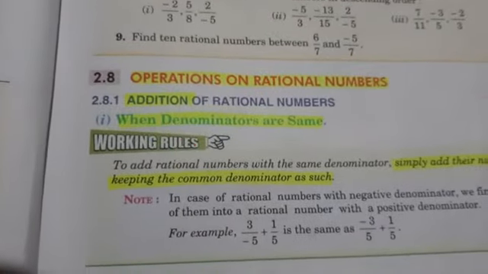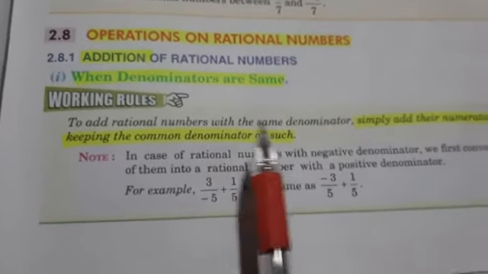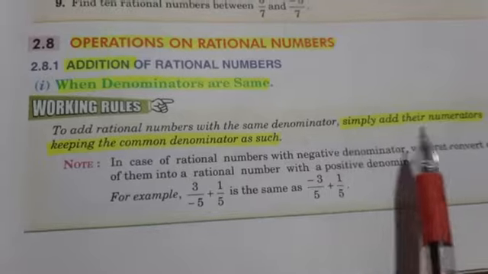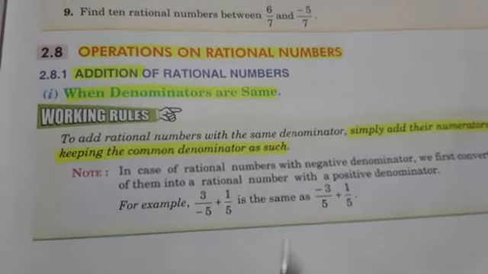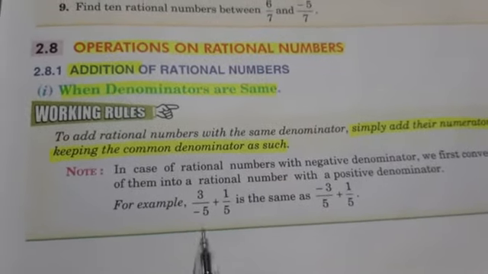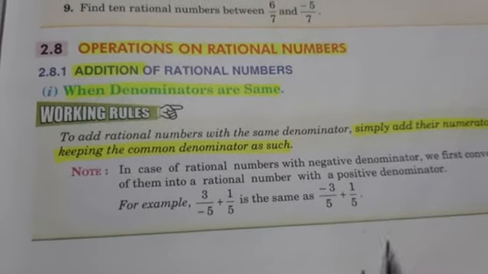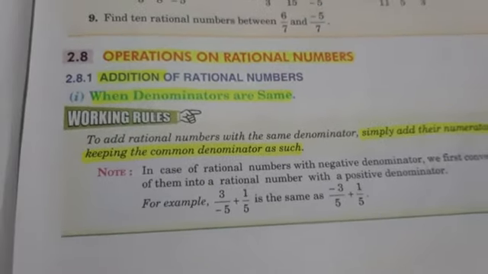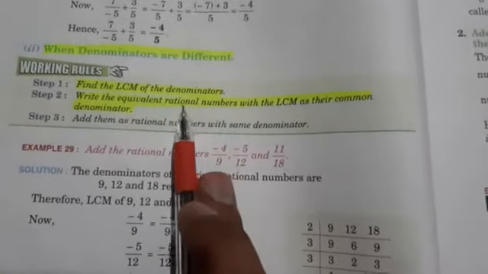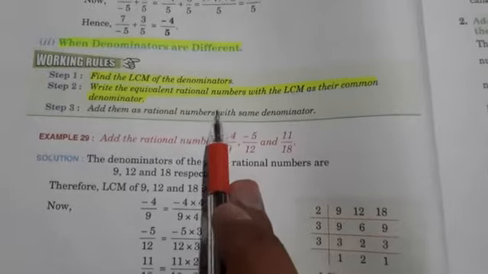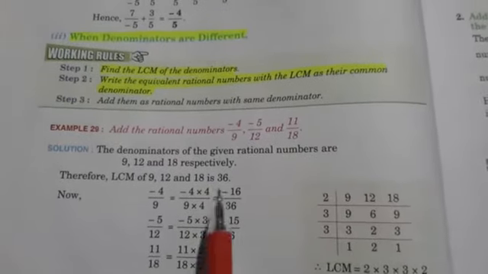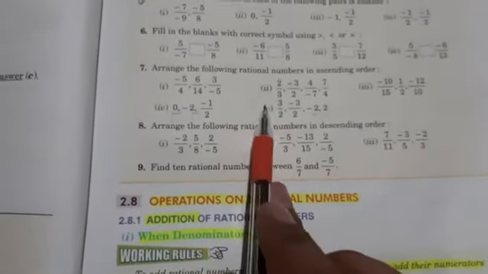See what is given: addition of rational numbers when denominators are same, simply add their numerators keeping the common denominator as such. Why? Because the denominators are same, so you can easily add only the numerators, as the denominator value will be same. This we will understand in a better way while solving. But when denominators are different, you need to take out the LCM by making the denominators same, and then you need to add. Such a thing we have already done here.